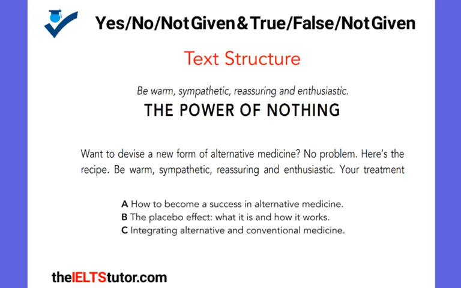The text structure. Now, if you look at this passage called The Power of Nothing, it can be divided into three main sections, A, B, and C. Now, I'm going to show you the text, and I would like you to mark where each section starts.